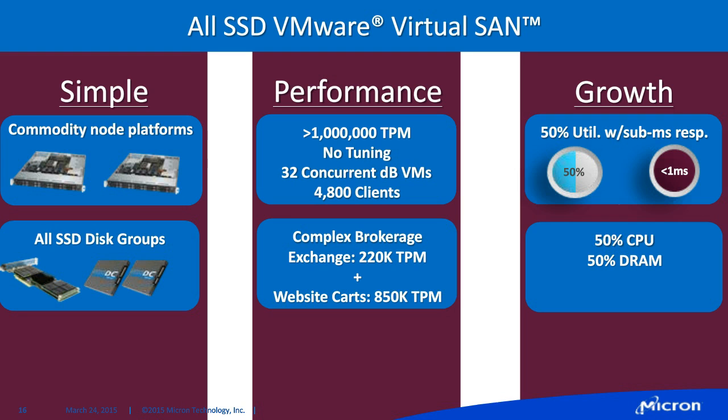Below is a little note about what we measured. The complex brokerage firm was measured about 220,000, a little north of that, and the website carts 850,000, a little north of that. And when all said and done, the all SSD vSAN running on these platforms with that workload was still only half utilized with sub-millisecond response time for the majority of the I.O.s. We only measured about 50% CPU utilization and about 50% of the DRAM was used.